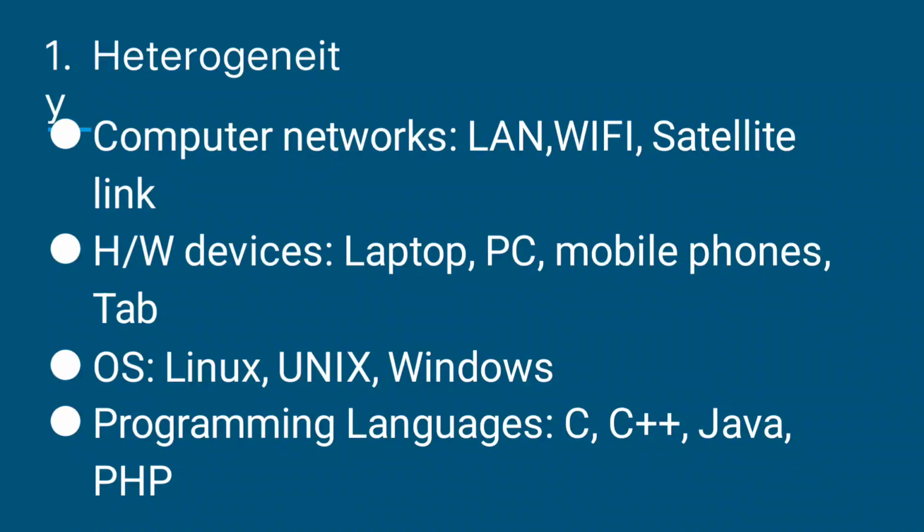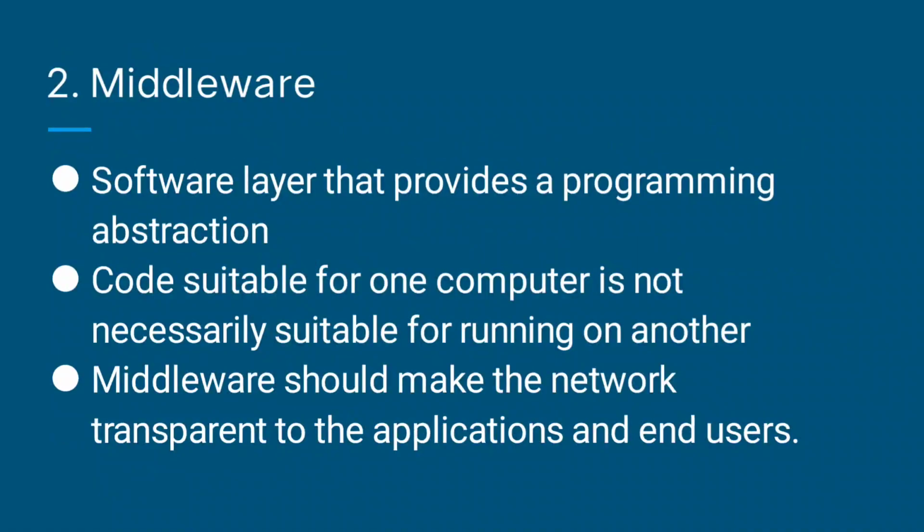Heterogeneity refers to different configurations. For example, the differences may be in computer networks, that is either LAN, Wi-Fi connection or satellite link. In hardware devices, it may be a laptop, PC, mobile phone or tablet. In terms of operating system, one system may have Linux, another may have Unix and another may have Windows. Then programming languages: C, C++, Java, PHP, there are different kinds of programming languages, so it plays a vital role.